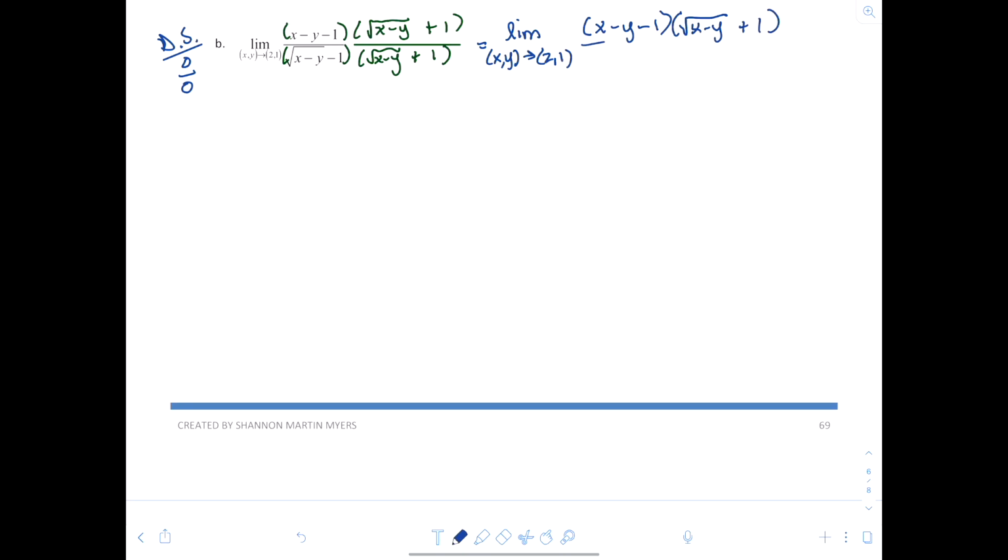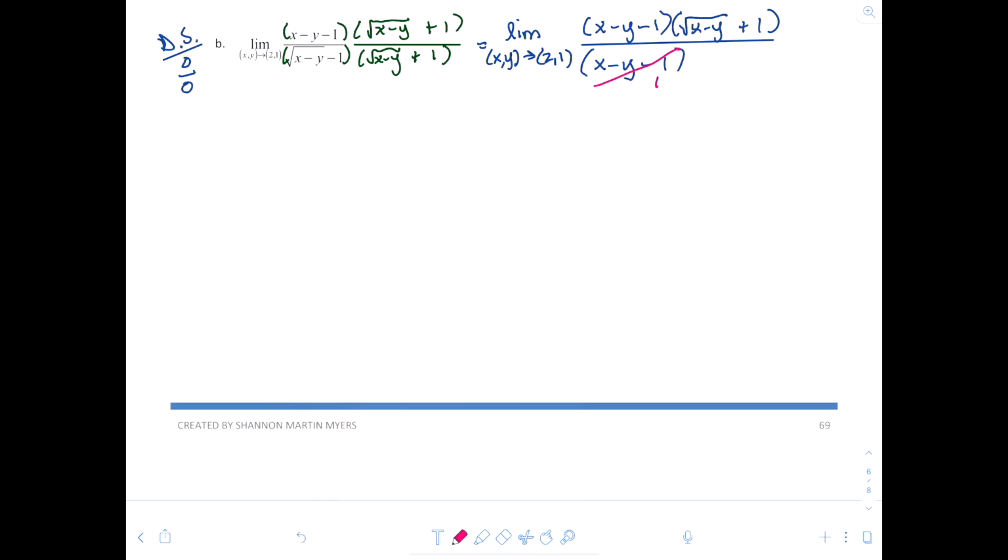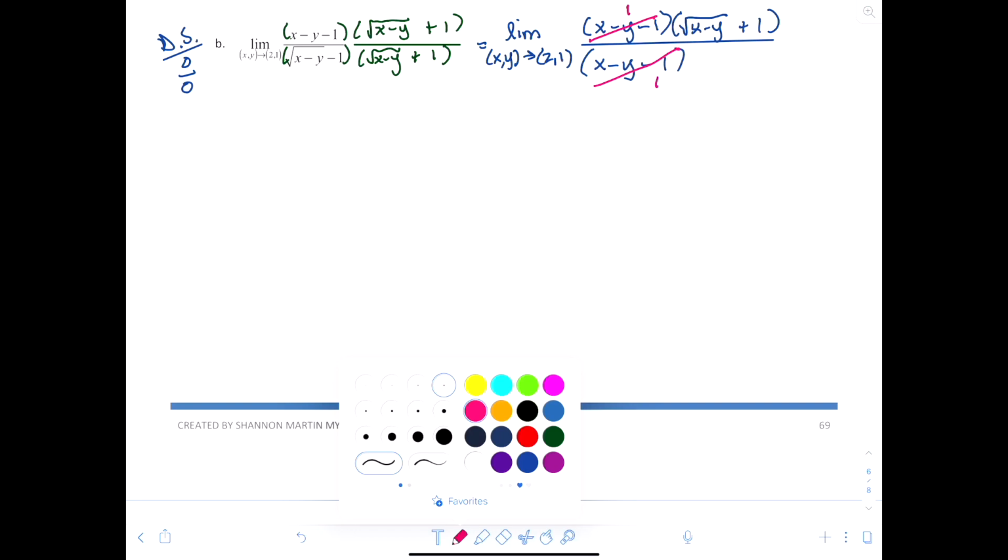And then in the denominator, let's see what we'll get. Root x minus y times root x minus y is just x minus y. And then we end up with minus 1 squared, which is minus 1. And so look, we've got this problem child in the denominator divides out. And let's see what happens. I think we'll end up being okay.